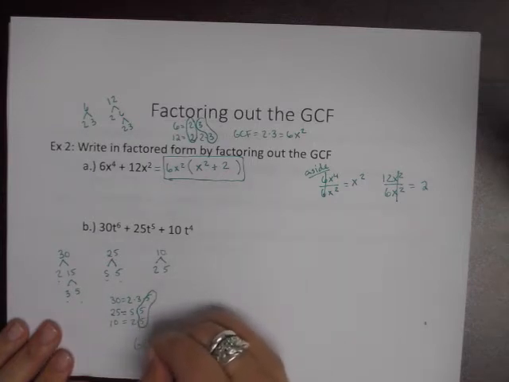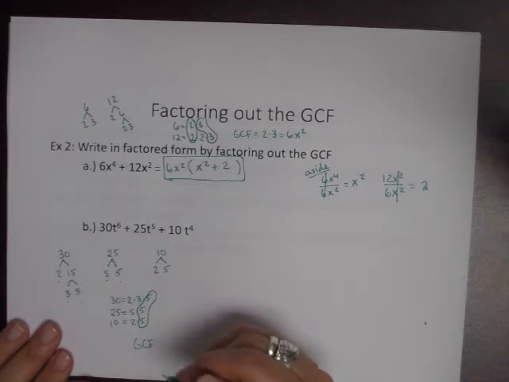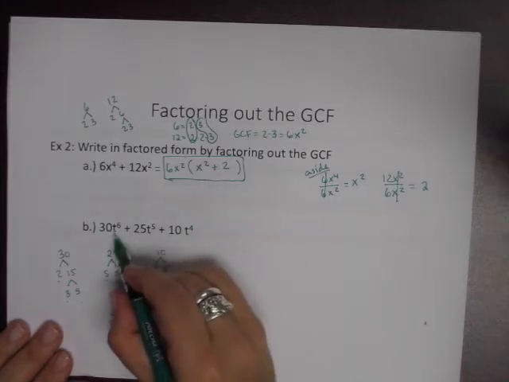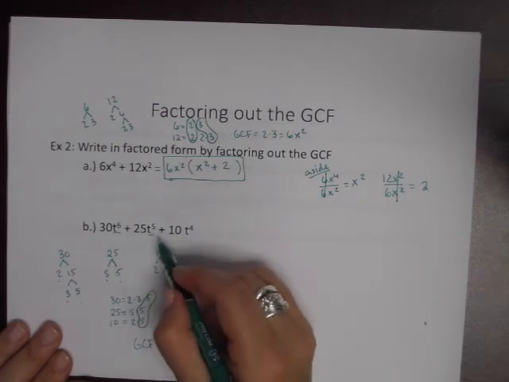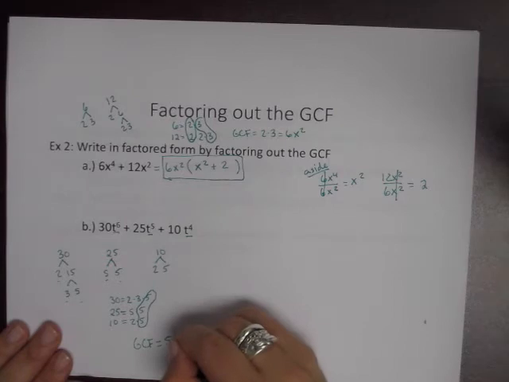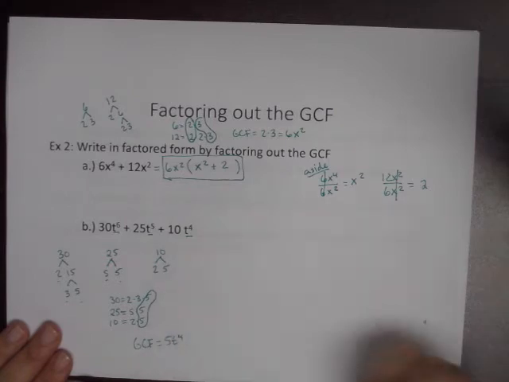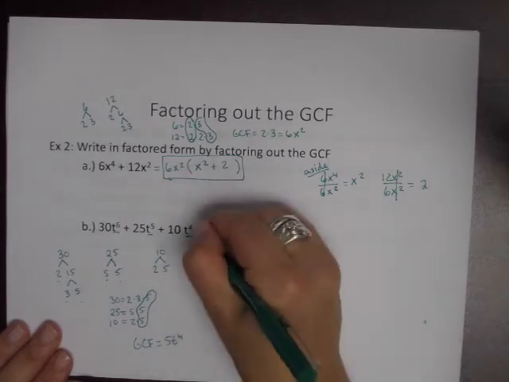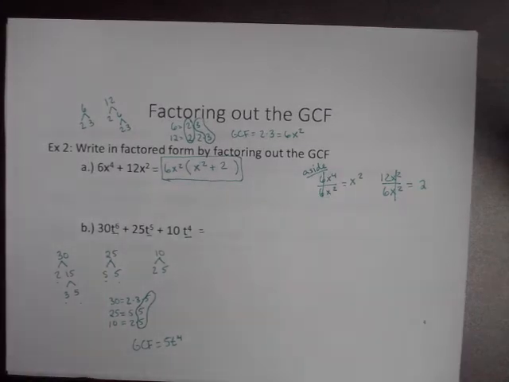So my GCF is going to be a 5, but I still have to deal with my exponents. So I've got t to the 6th, t to the 4th, and t to the 5th, and t to the 4th. So I'm going to use this t to the 4th, and that's going to be my GCF. Now, I have 3 terms, so it's going to be a trinomial.